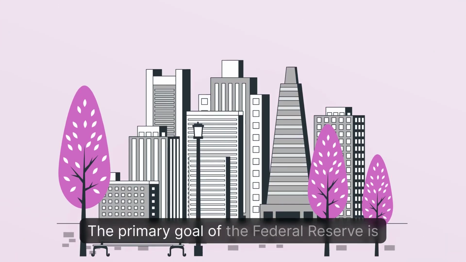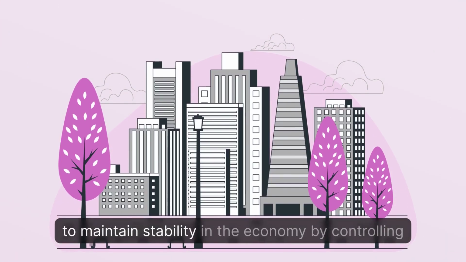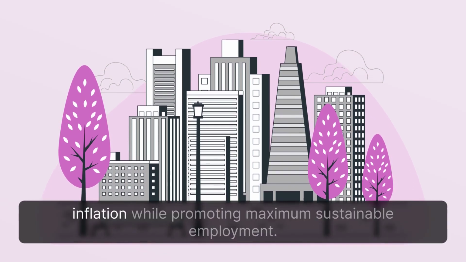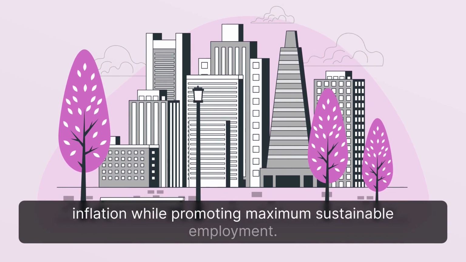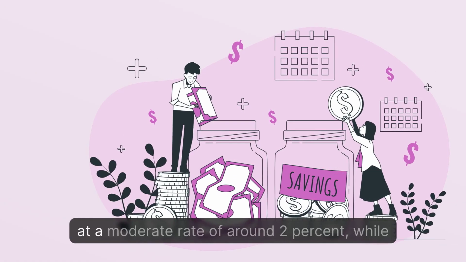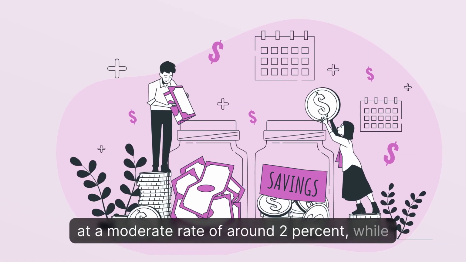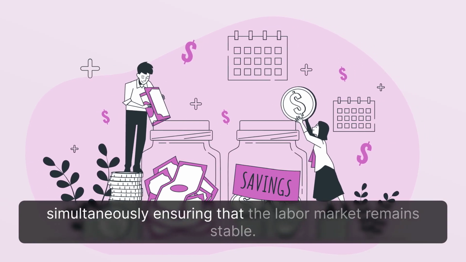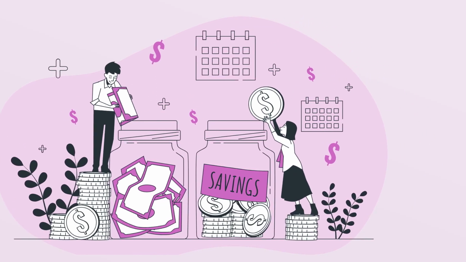The Fed's objectives. The primary goal of the Federal Reserve is to maintain stability in the economy by controlling inflation while promoting maximum sustainable employment. This means the Fed aims to keep inflation at a moderate rate of around 2%, while simultaneously ensuring that the labor market remains stable.